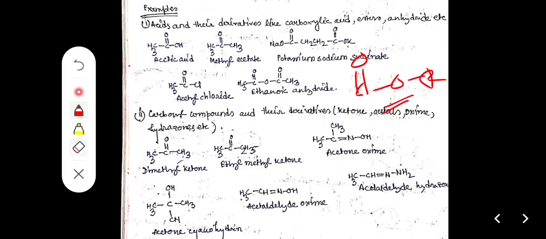That is termed as ester. And if this OH is replaced by only R, we get ketone. If this OH is replaced by hydrogen, we get aldehyde. If this OH is replaced by OCOR, that should be termed as anhydride.